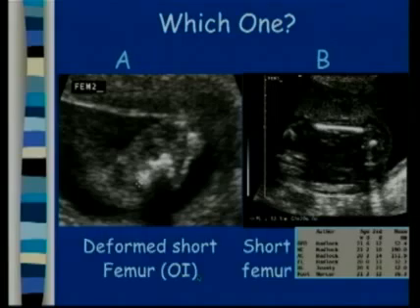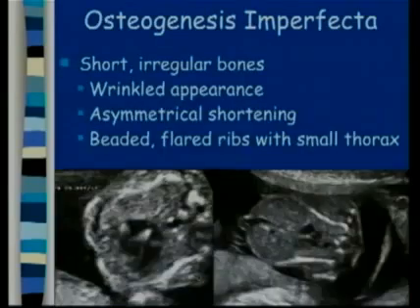So fetus A is osteogenesis imperfecta, which is a fatal abnormality in this fetus, and fetal B has a short femur from trisomy 21. So let me just tell you what I'd like you to remember about osteogenesis imperfecta. I'd like you to remember that they're short, irregular bones, that they have a wrinkled appearance, that there's asymmetrical shortening of the limbs. So you might not get the exact same on the right versus left because they're related to all those mini fractures.